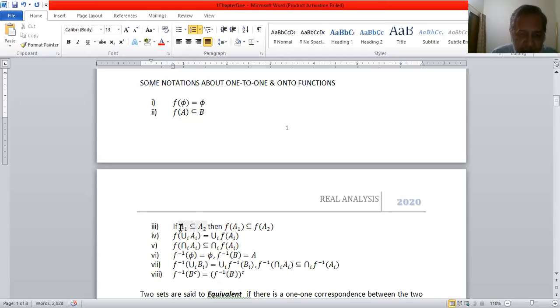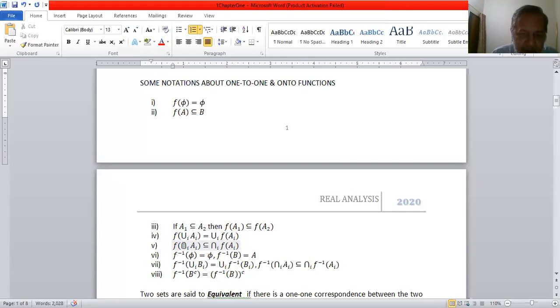Now, if we have A1 subset of A2, then the restriction will have a similar relation. That means the restriction defined on A1 should be a subset of the restriction defined on A2. If you take a number of subsets of the first set A, and take the union of all those subsets, अगर मैं उसको मैप करूं तो that will be the same as अगर मैं हर सबसेट की पहले इमेज सेट बनाऊं और फिर उनका यूनियन लूं. Whereas in the intersection case, it will be only a subset.